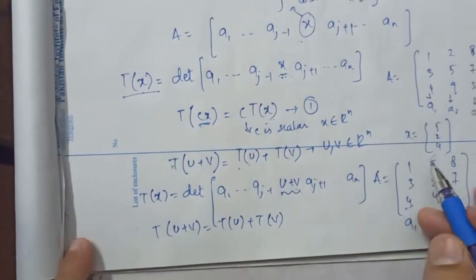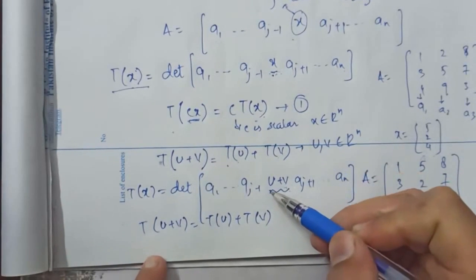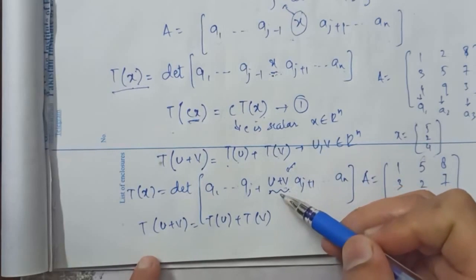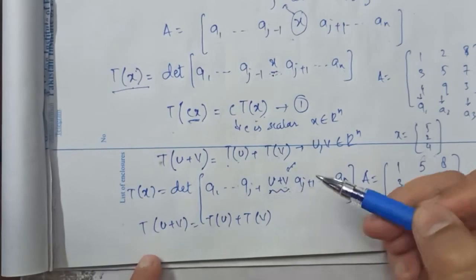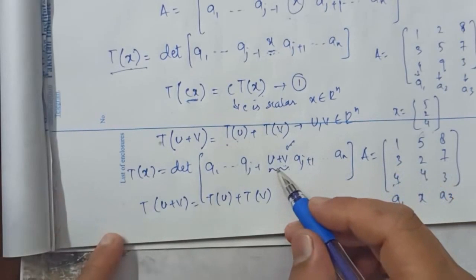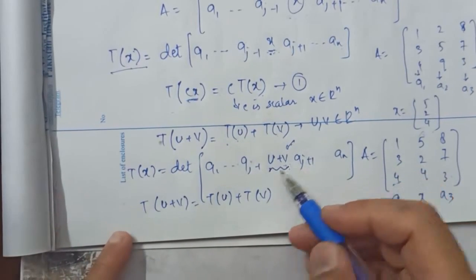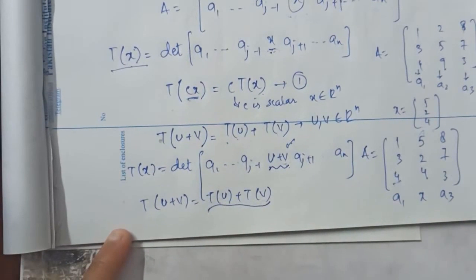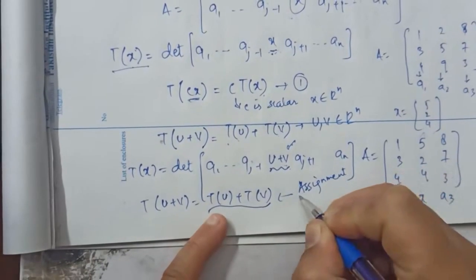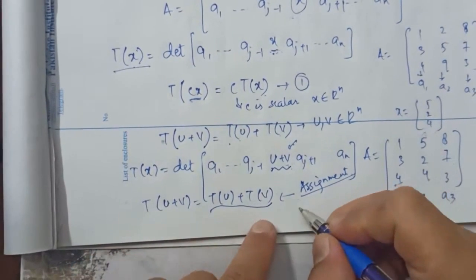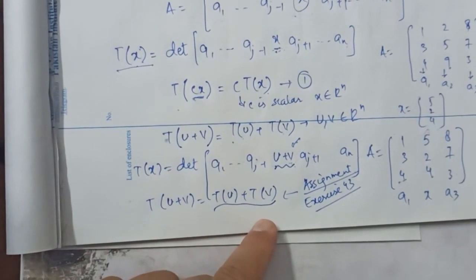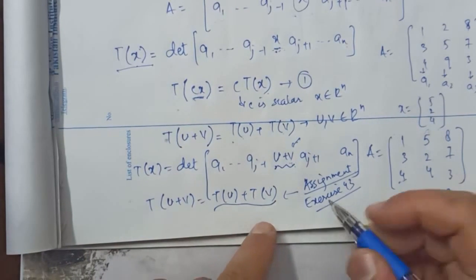To prove that you can write T of u plus v as T of u plus T of v, you can do the cofactor expansion along the jth column, which is the u plus v vector. This is also an assignment for you. If you do a cofactor expansion along u plus v, you can come to this form, T of u plus T of v. To be exact, this is exercise number 43 in exercise 3.2.